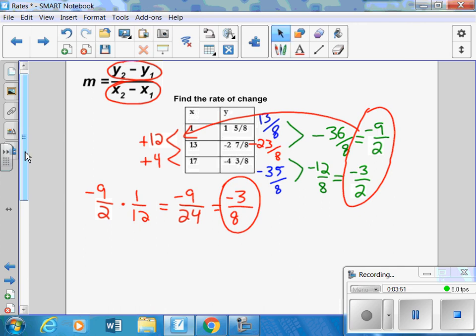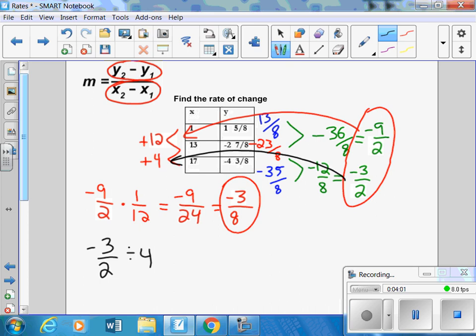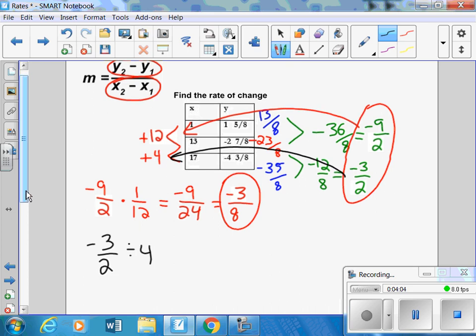But let's double check by taking negative 3 over 2 and dividing by 4. Okay, and if you want to pause the video and try to do this on your own, that'd be great. I'm going to rewrite dividing by 4 as multiplying by 1/4. And then negative 3 times 1 is negative 3, and 2 times 4 is 8. We do get the same thing. So pretty sure your rate of change is negative 3 over 8.